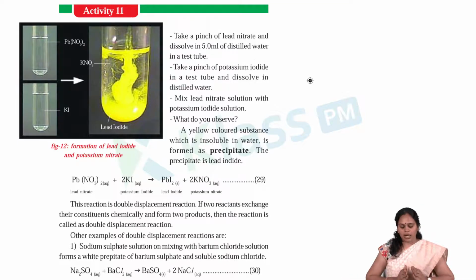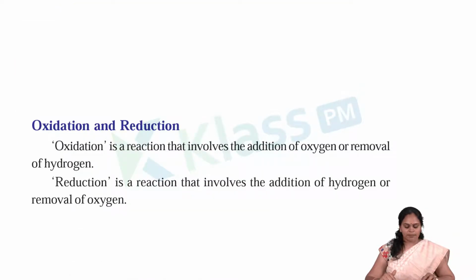Two reacting compounds exchange their corresponding ions and two new compounds are formed. That is called a double displacement reaction. With this activity, if you observe here, a precipitate will form, so this reaction can be called a precipitation reaction. Lead nitrate and potassium iodide give you lead iodide and potassium nitrate, that is 2KNO3.